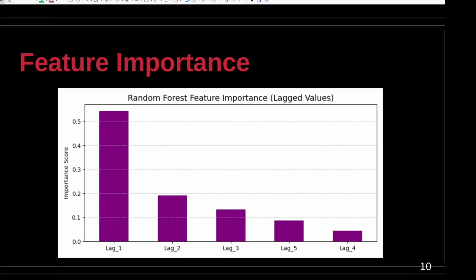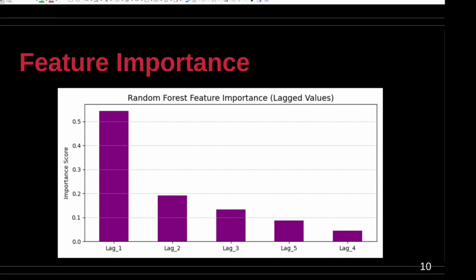The importance score is on the y-axis. This is a metric calculated by the random forest model based on how much each feature contributes to reducing prediction error across all decision trees. A higher score means the feature was more influential.